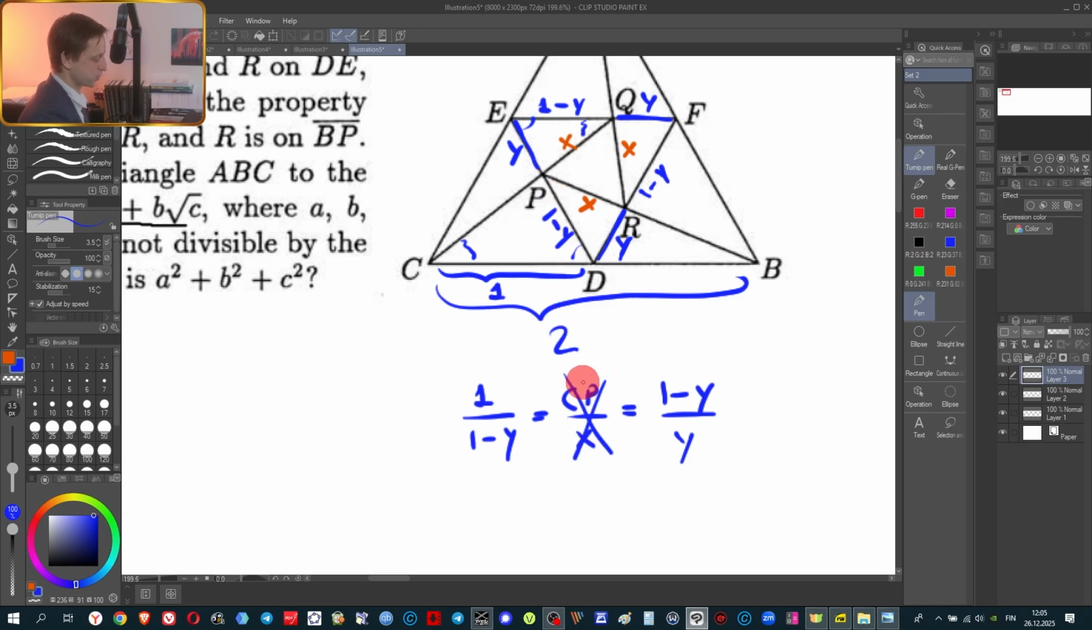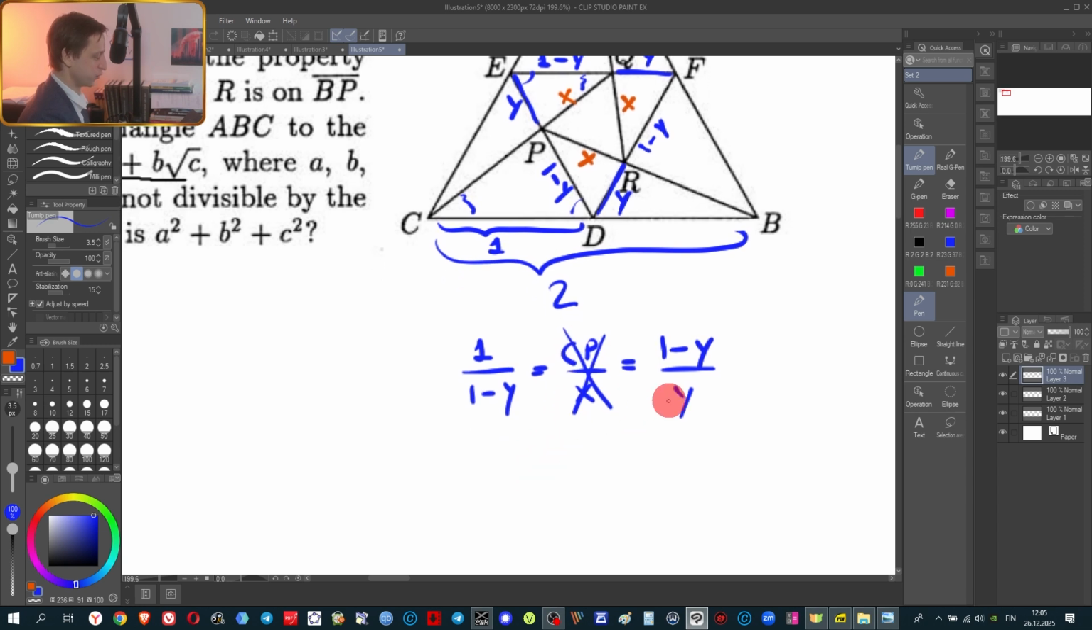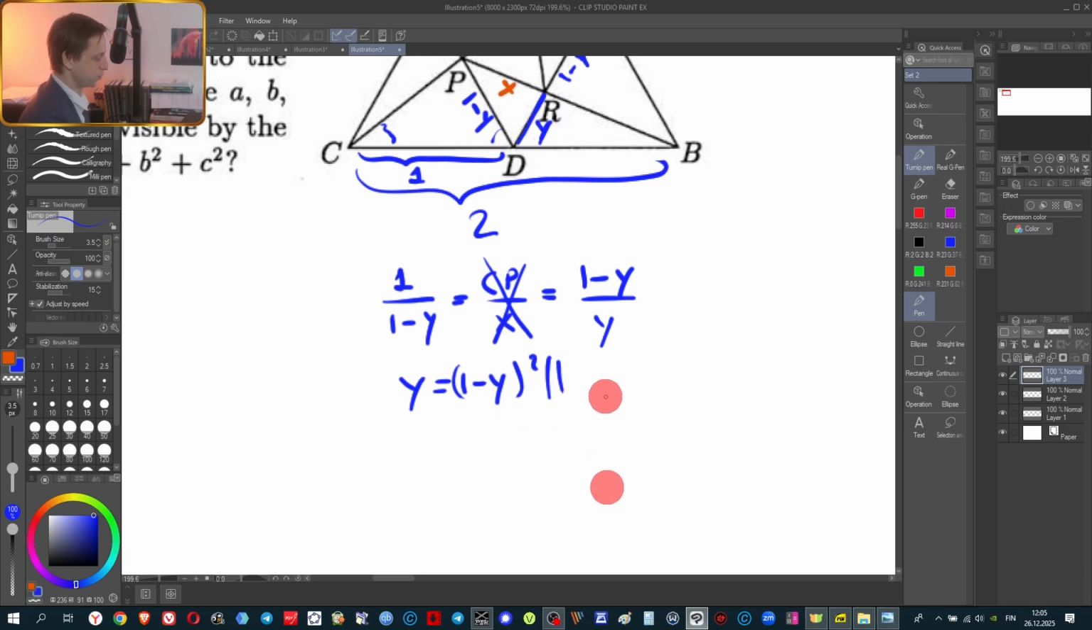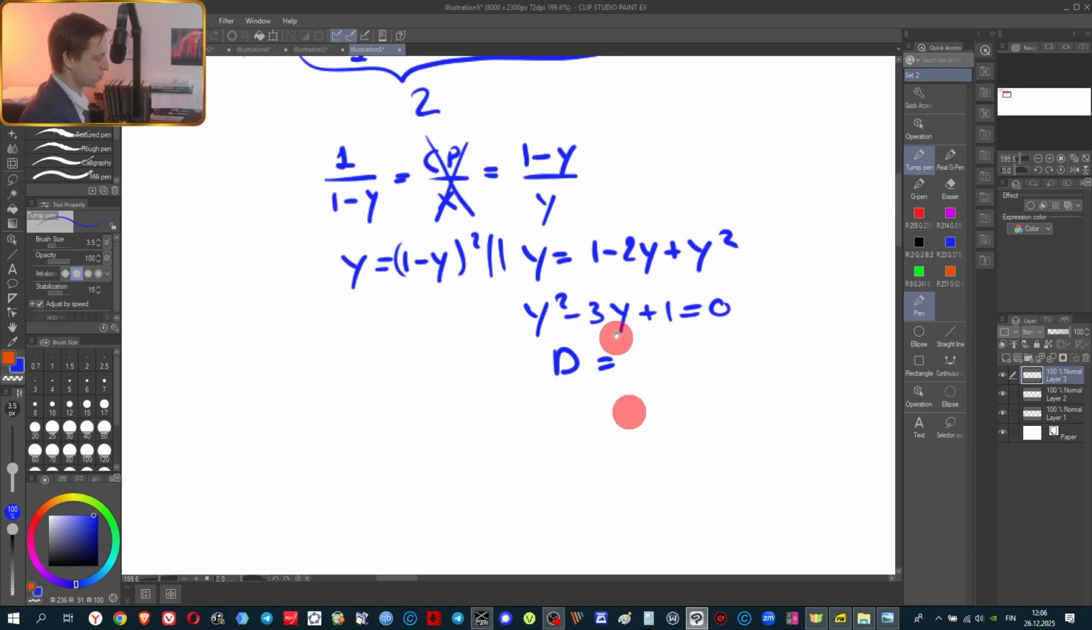Because we didn't know what is the value of CP, and we decided not to use this ratio of sides. And from here, you have an immediate equation that will allow you to find y. Therefore, y equals 1 minus y squared. And if we solve it for y, we'll get the equation 1 minus 2y plus y squared minus 3y plus 1 equals 0. Discriminant equals 9 minus 4, which is 5. Therefore, y equals 3 plus minus square root of 5 over 2.